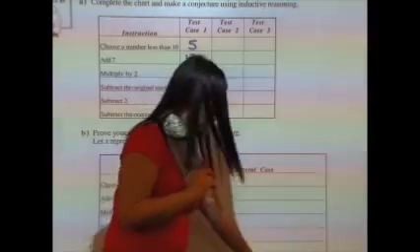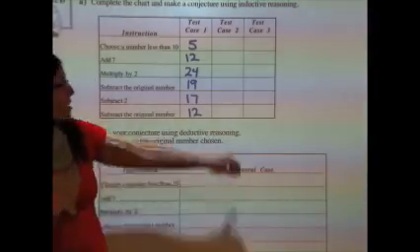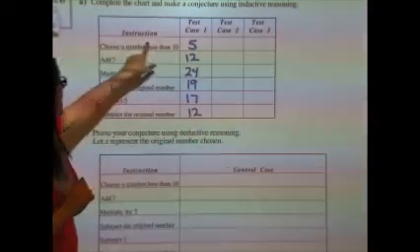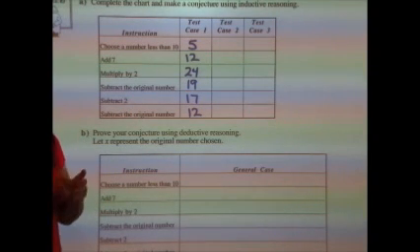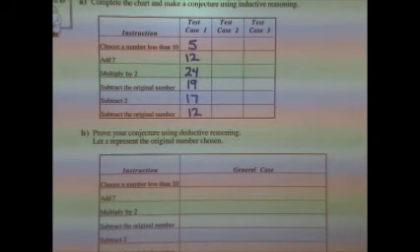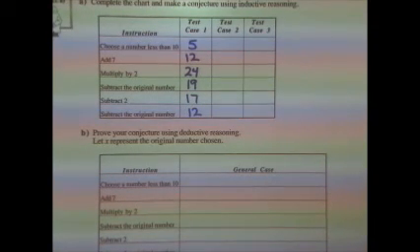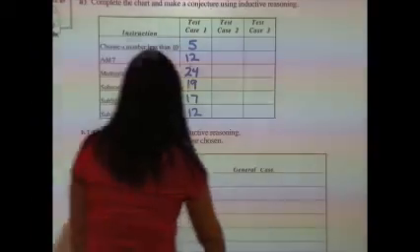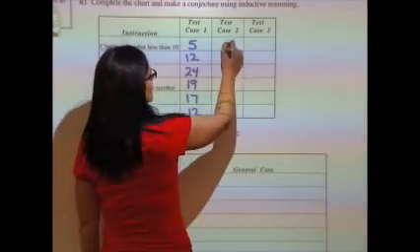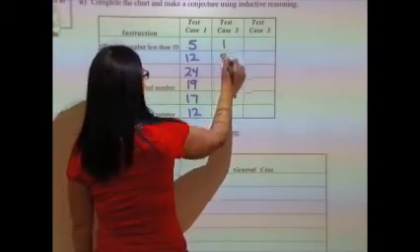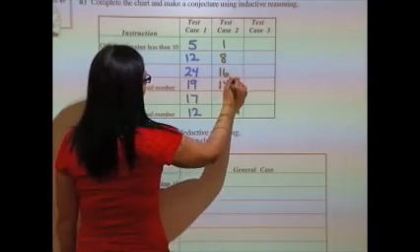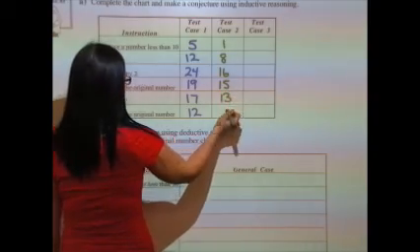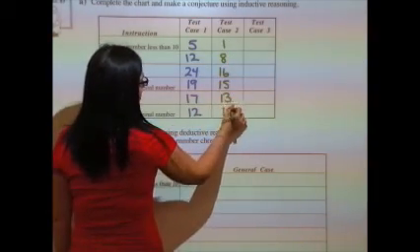So what I want you to do is press pause and pick 2 more numbers. The condition is it has to be a number less than 10. Pick 2 more numbers, and then complete the chart. So I'll pick 2 more numbers randomly. If I pick 1, add 7, I get 8, multiplied by 2 is 16, subtract 1, I get 15, subtract 2, I get 13, subtract the original number, and I get 12.